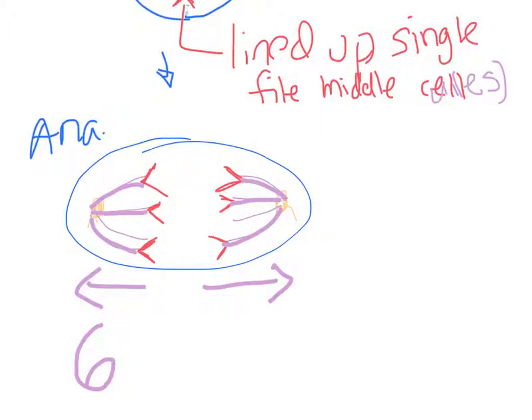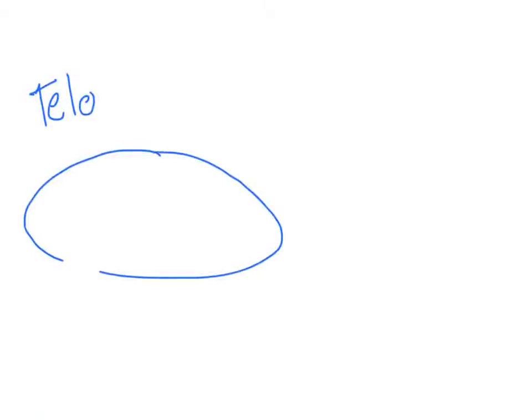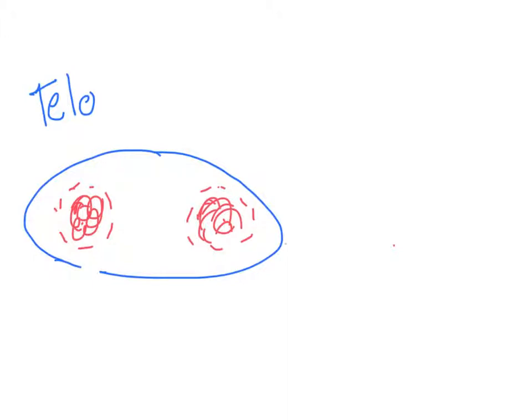so you saw 3 on that side and 3 on this side. Then the last phase we have is telophase, the end phase, and I'll draw an early telophase here. We have our chromosomes starting to decondense again on both sides of the cell, and a nuclear envelope is starting to reform around each of those sets of chromosomes. The microtubules have gone away. We still have the centrosome. It'll stay outside the nucleus, but the microtubules are pretty much gone.